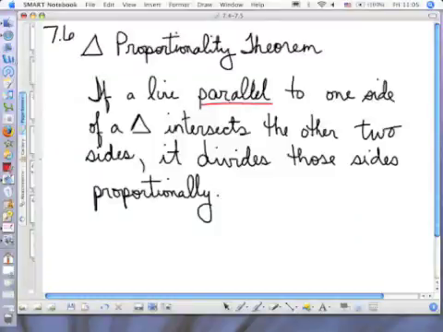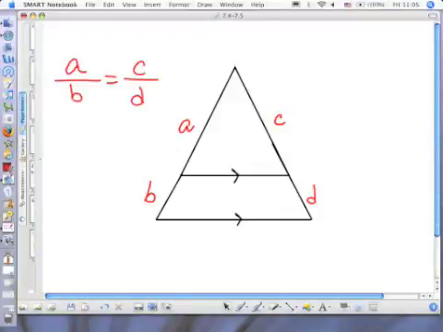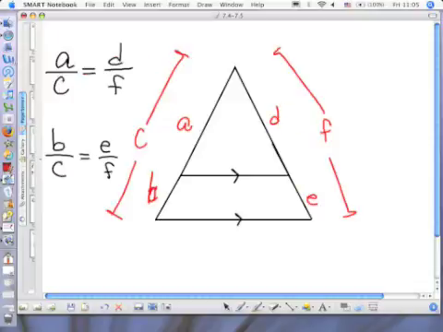Or measures that we don't know, if they're parallel. But the key is that these two lines must be parallel to each other. If they're not parallel, then none of that works. All right? All right, let's look at one more thing that we can have to set up proportions.